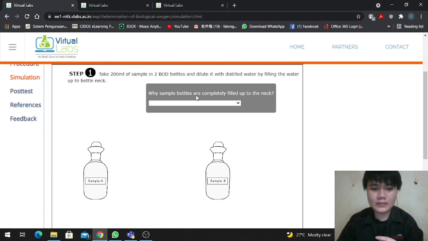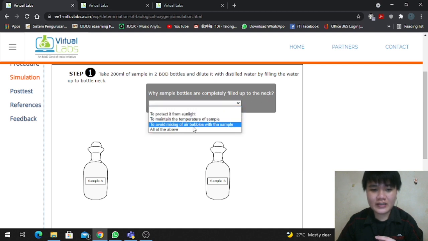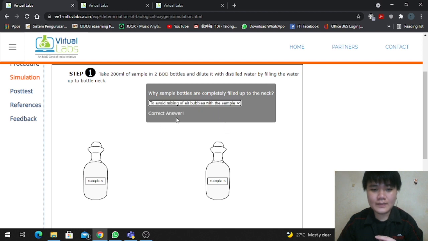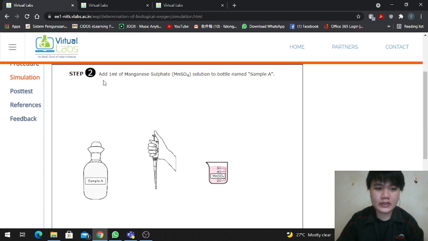While the sample bottles are being completed, fill up to the neck to avoid mixing of air bubbles with the sample. Step 2. Add 1 ml of manganese sulfate, MnSO4, solution to the bottle named sample A. Care should be taken to avoid the bubble.